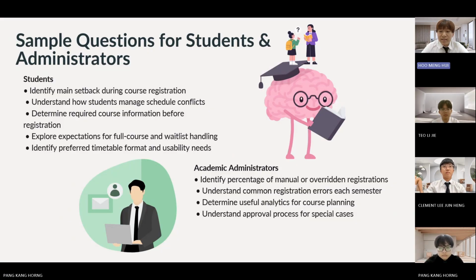So for the admin part, the first is to identify the percentage of manual or overridden registrations, and the second is to understand common registration errors each semester, and the third is to determine useful analytics for course planning, and the last is to understand the approval process for special cases.